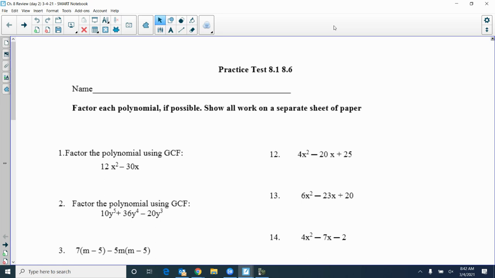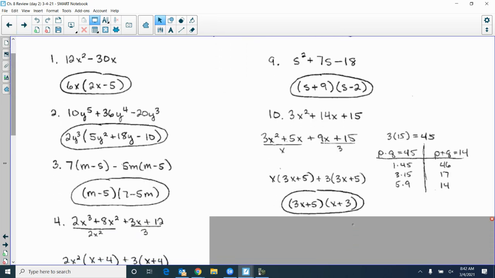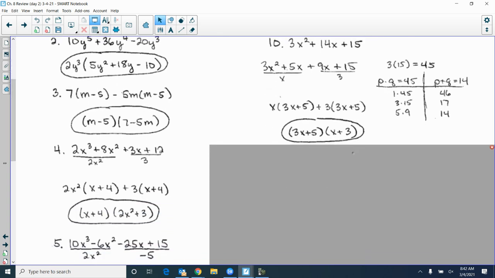All right, so 1 through 10. Here's what your answers should be. 1 and 2, it just tells you to factor out the GCF. So you get 6x on the outside, 2x minus 5, 2y cubed here, 5y squared plus 18y minus 10. 3 and 4 are grouping, and 5. Now 3, Mr. Schlur said yesterday, don't make that one hard. It's already done for you. All you have to do is take the m minus 5, and then put 7 minus 5m in the other one.